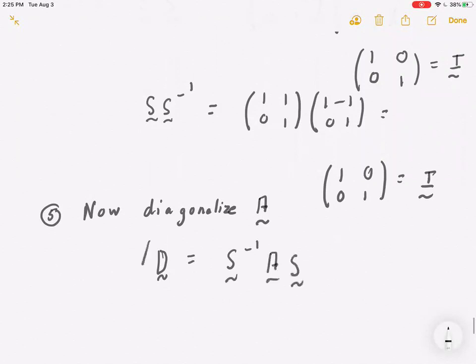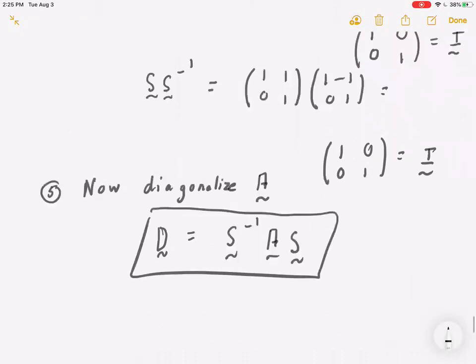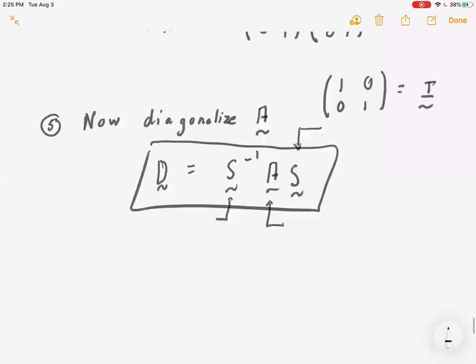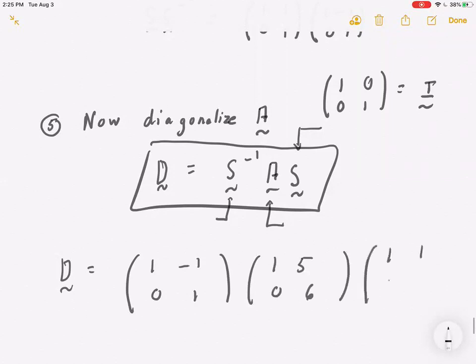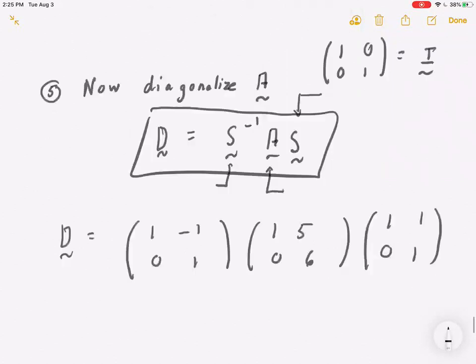We simply have to evaluate this expression where we know A, we certainly know S, and we know the inverse of S. So D is going to be the inverse of S times A times S. This is the inverse of S, this is A, this is S.